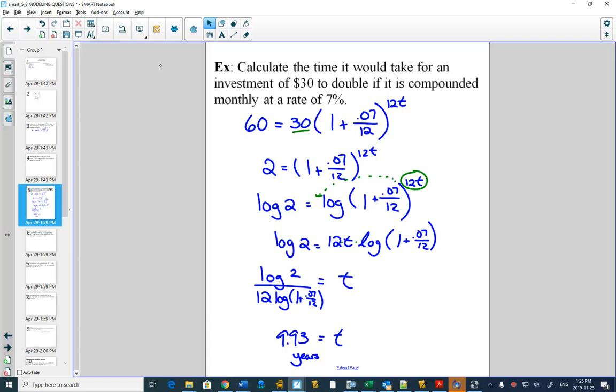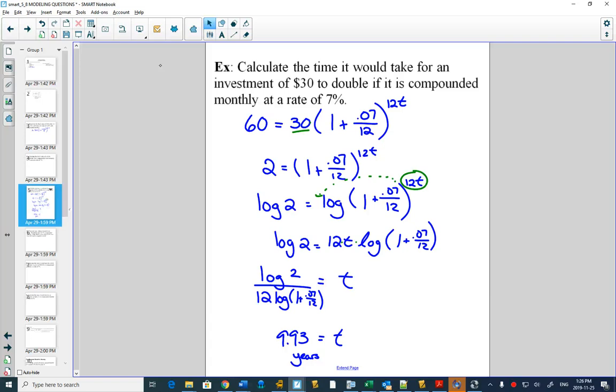Now, here's the crazy thing about compound interest. I'm going to redo this question, and we're not going to start with $30. We're going to start with $1,000. If I started with $1,000, for the double part, what would be on this side instead of 60? 2,000. Perfect.